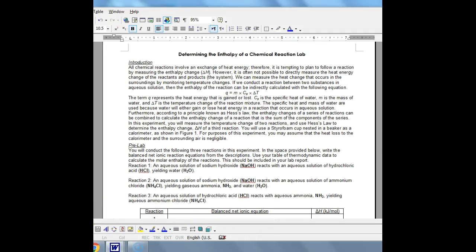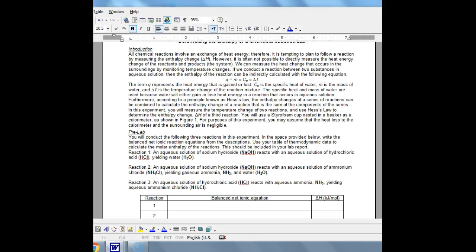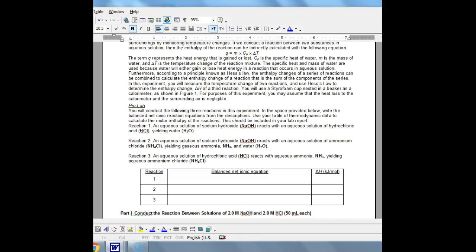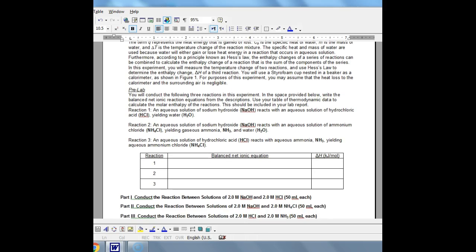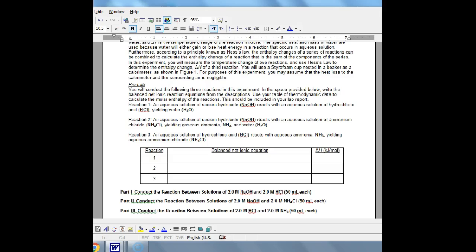Alright, these are some lab helps for the enthalpy of chemical reaction lab. We talked about the pre-lab a little bit today in lab, but if you missed any of the reactions, I put in the reactants. Remember that if it's aqueous and it contains an alkali metal, it's soluble. If it has chloride and it's not paired with silver, lead, or mercury, it's soluble, and that strong acids would be soluble as well, such as hydrochloric acid.